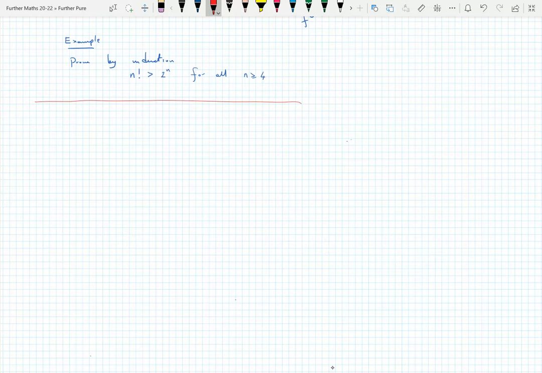And then if we can prove that it's true for n equals 4, and then just prove in general that if it's true for k, it's true for k plus 1, effectively what we've done is prove that it's true for 4, 5, 6, 7, all integers beyond 4. So that's the idea. So we need to do the base case first. So let's just consider the base case.